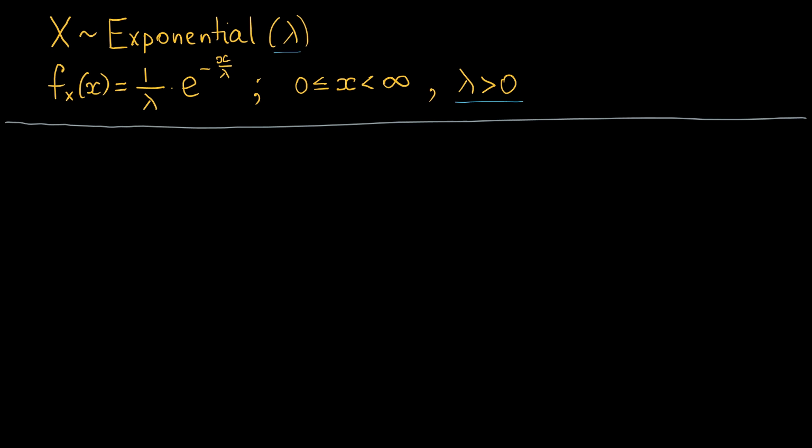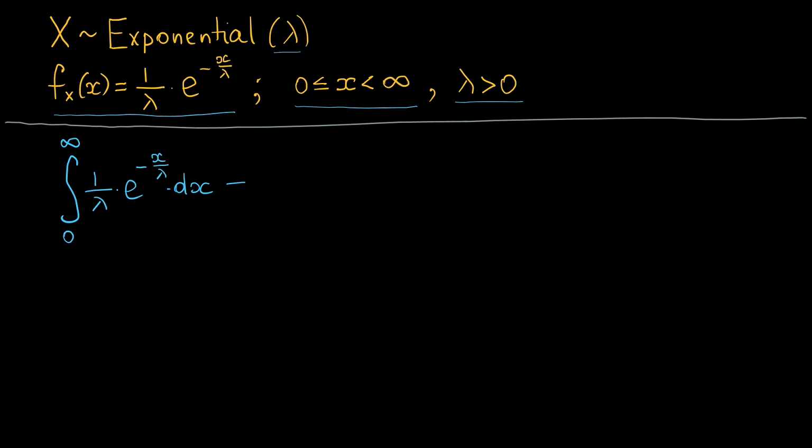But by definition, lambda has to be positive. Okay, and here's the PDF of an exponential lambda random variable, and here's the support. And you can see that the support is between 0 and positive infinity. Okay, as before, let's start by verifying that this PDF does indeed integrate to 1 over its support. So the integral from 0 to infinity of the PDF, which is 1 over lambda times e to the power of minus x over lambda dx.